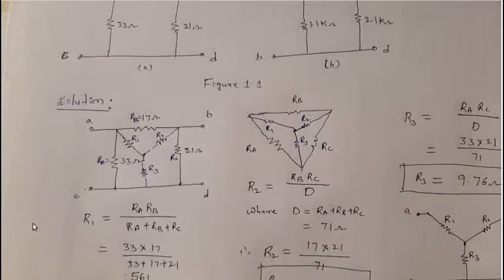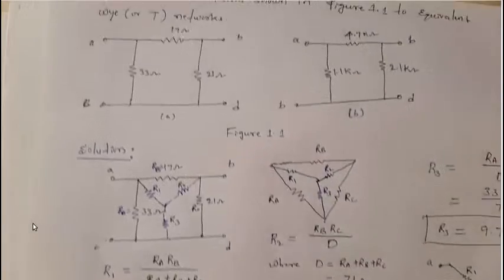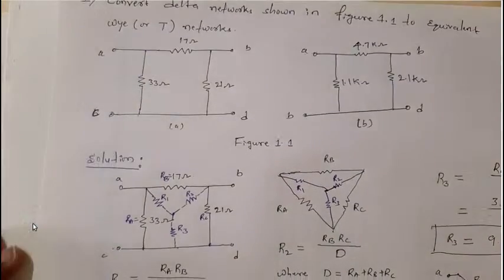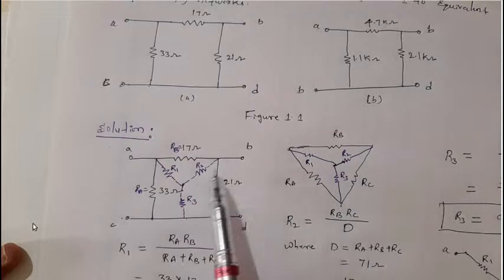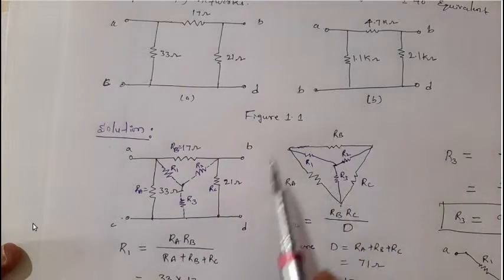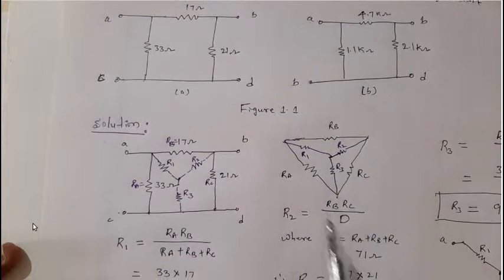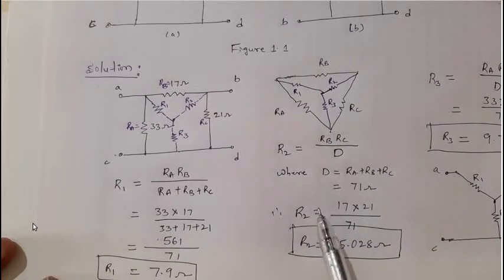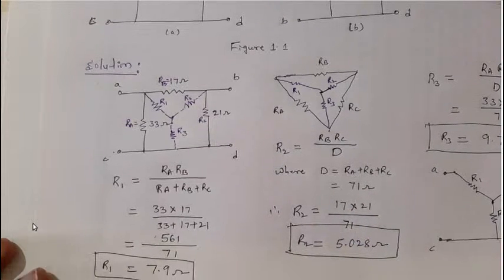So this is a simple conversion, dear students. I explained this in detail. Given any delta or pi network, if we want to convert it to a T network, which is also called a Y network, we should use the conversion formula which we derived in the previous video. Using the conversion formula directly, we can find the equivalent resistors of the converted T or Y network. Same thing we will do for the second network also.